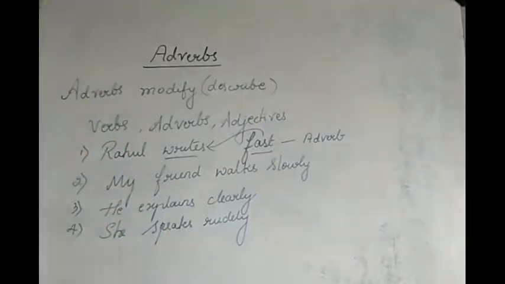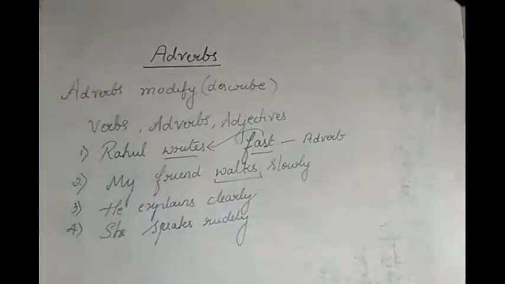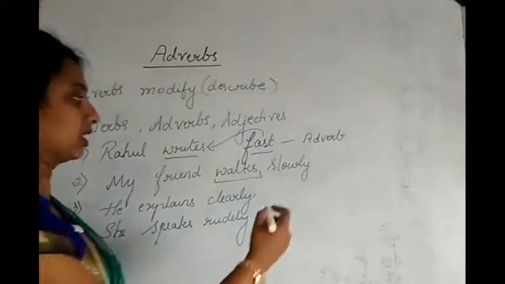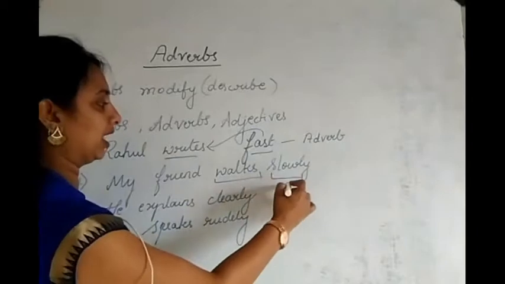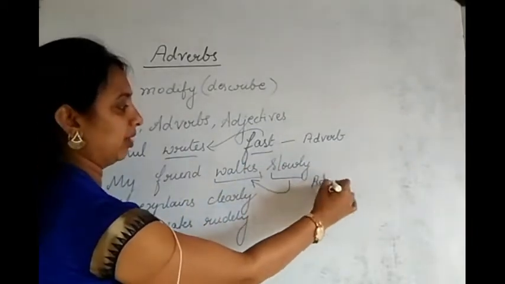Second sentence. My friend walks slowly. Which is the verb? Walks. My friend walks slowly. How does my friend walk? Slowly, fast, hurriedly, peacefully, carefully. How does she walk? She walks slowly. So, slowly is the word which is saying something about this verb. So, this is an adverb which is describing the verb.